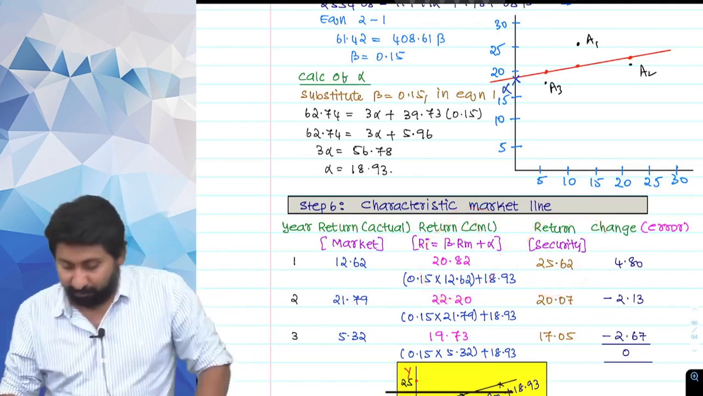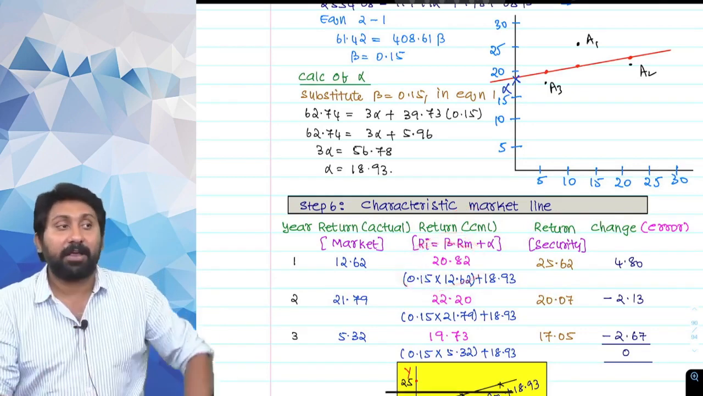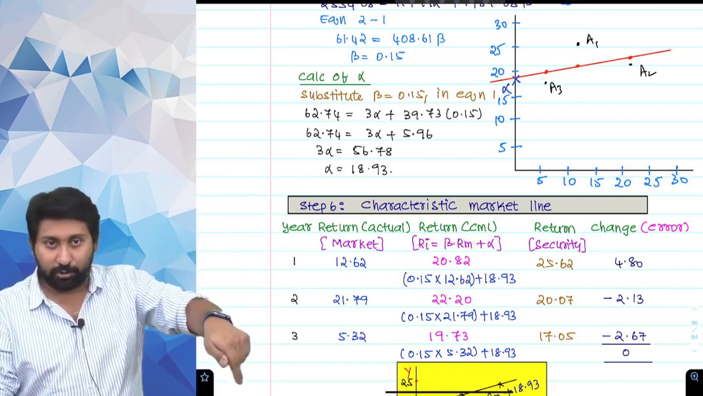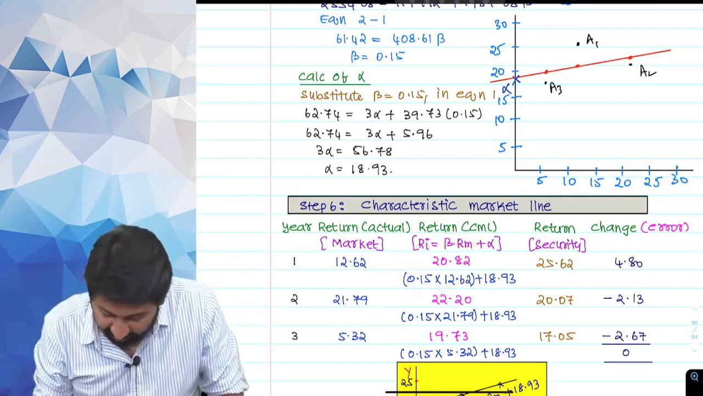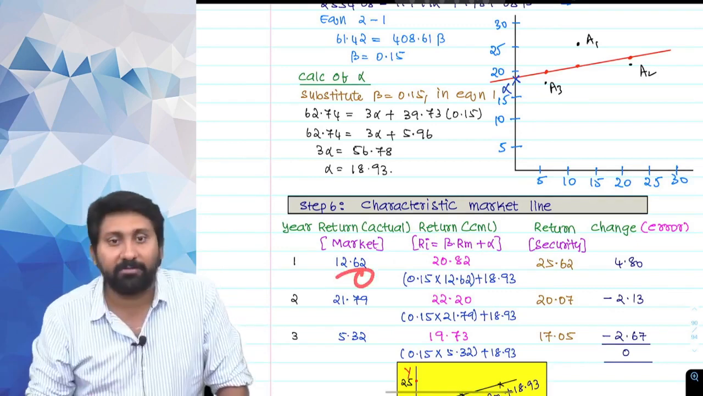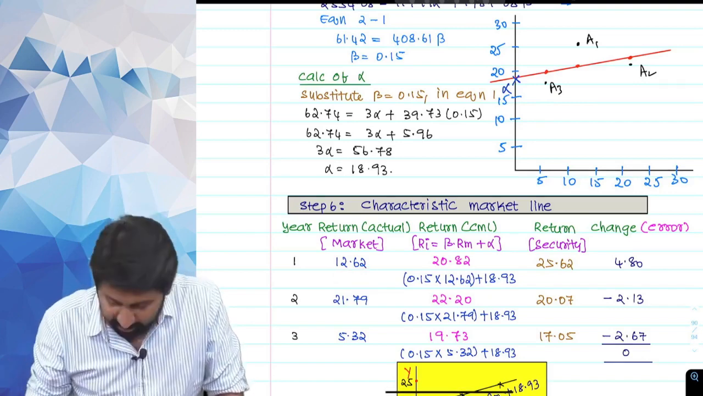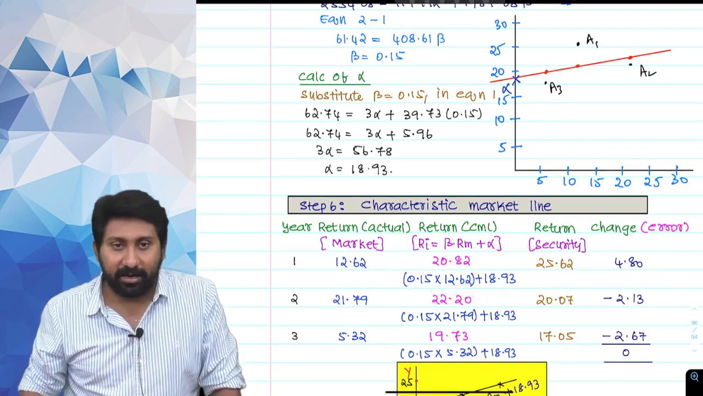Okay. So because of the market, how much return did you get? Because the market is at 12.62, you are getting a 20.82 return. I will tell you one thing here. Market is how much here? 12.62. No, market is 0. What will happen? Tell me. Market is 0 here. Tell me what will happen. 0.15 into 0, I will get an 18.93 return.